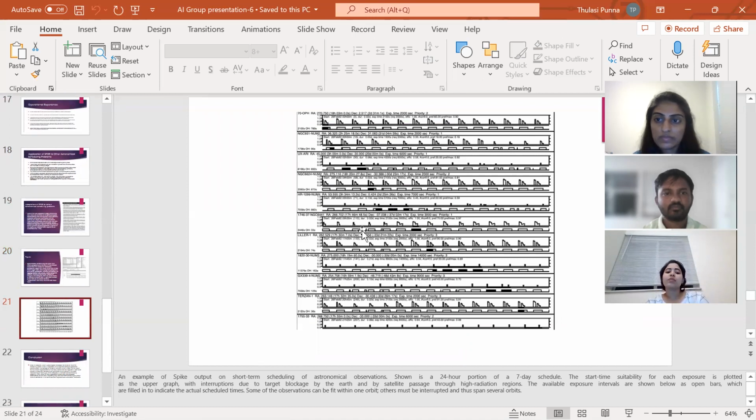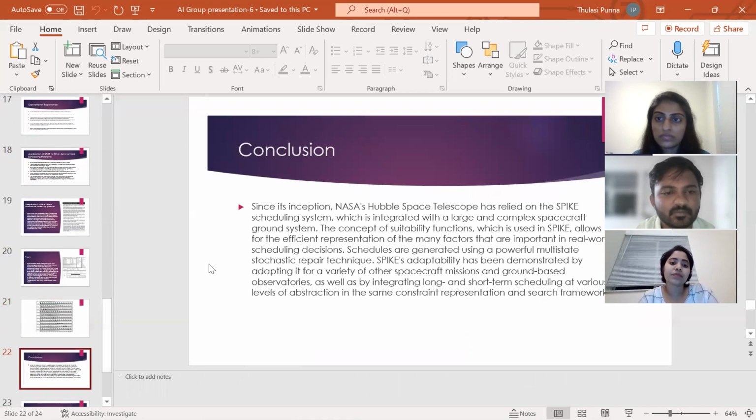This is an example of the SPIKE output of short-term scheduling of astronomical observations. Shown here is a 24-hour portion of the 7-day schedule. You can see the 7-day schedule and the 24-hour portion. And the next slide is the conclusion part. Here we go, NASA schedules the Hubble Space Telescope, and SPIKE adaptability has been demonstrated by adapting it for a variety of other spacecraft missions.